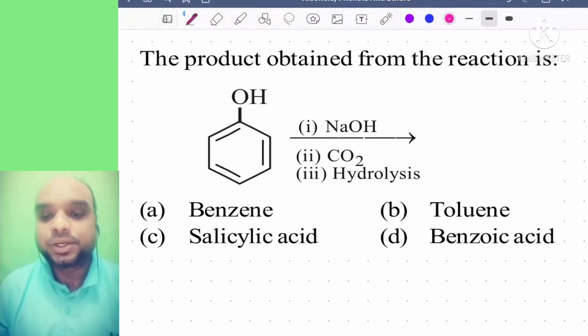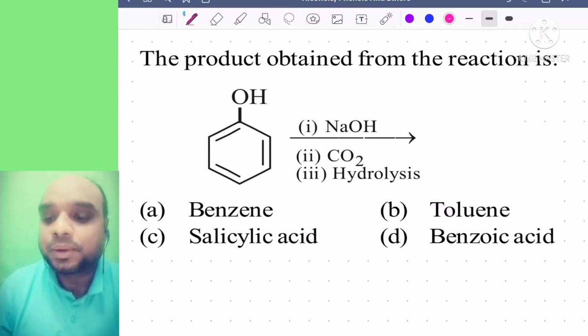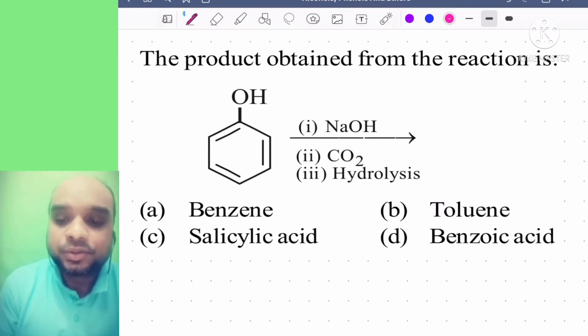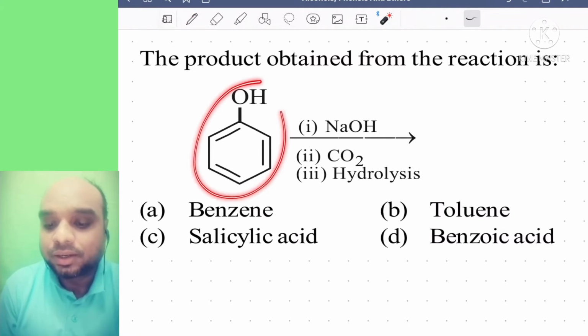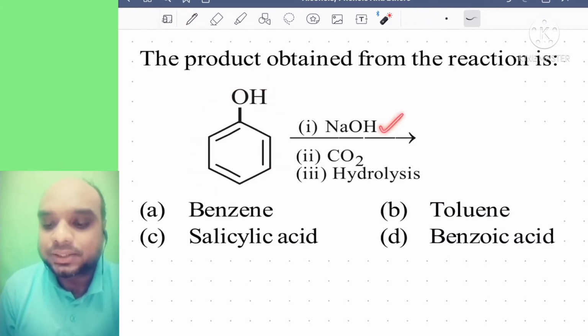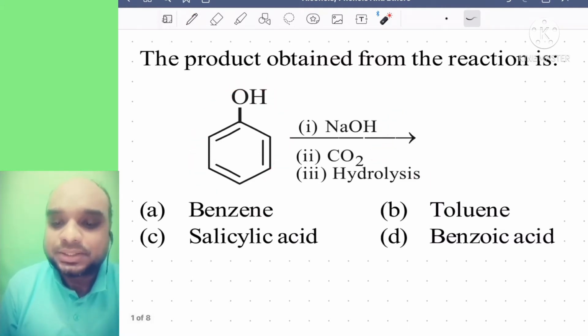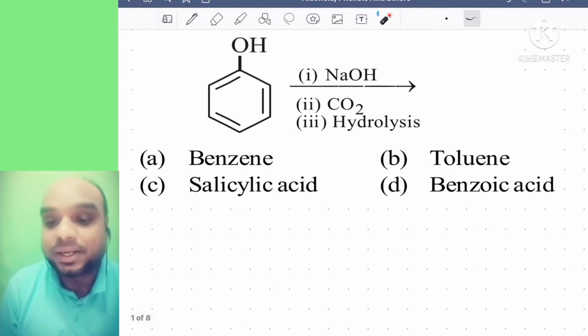Today, I am going to explain alcohols, phenols, and ethers. In this topic, I am going to explain some important questions. Here, the first question is: the product obtained from the reaction is... If you see here, phenol is given with sodium hydroxide, carbon dioxide, and hydrolysis. So by seeing this reaction, it is a named reaction.